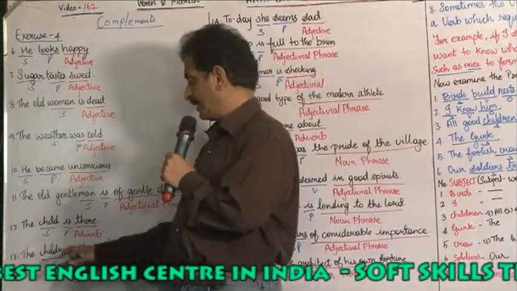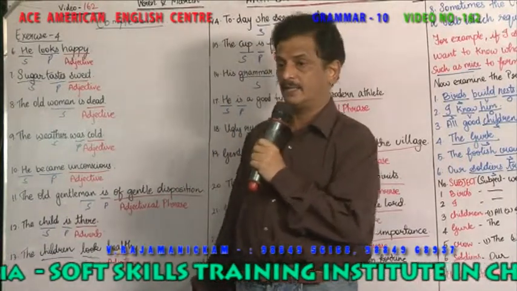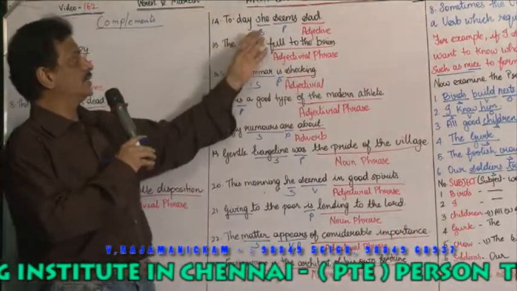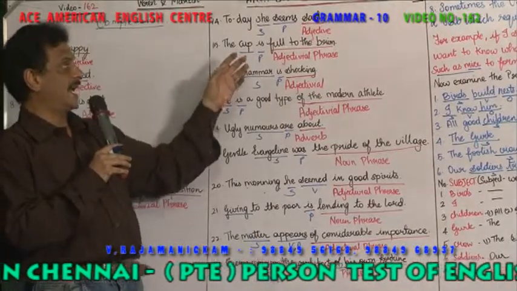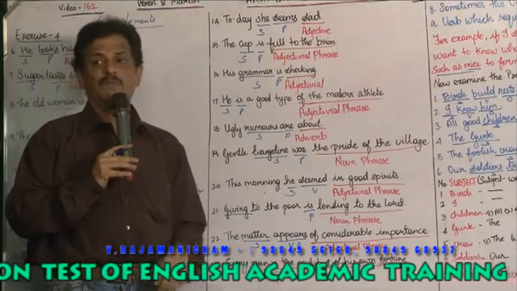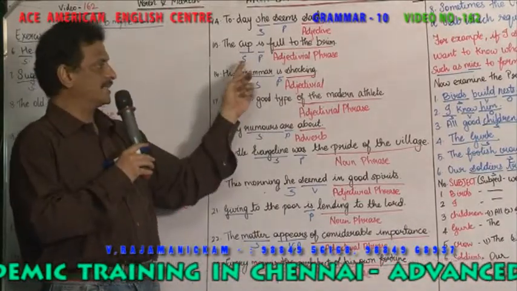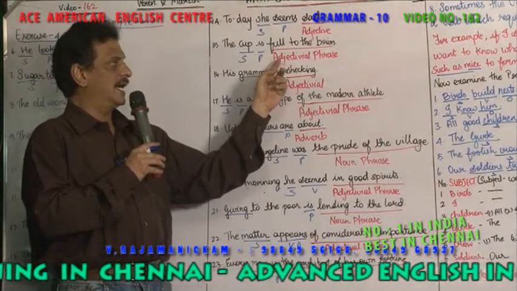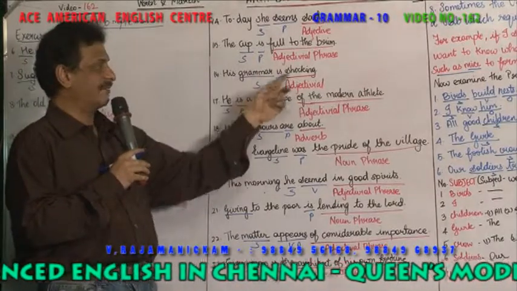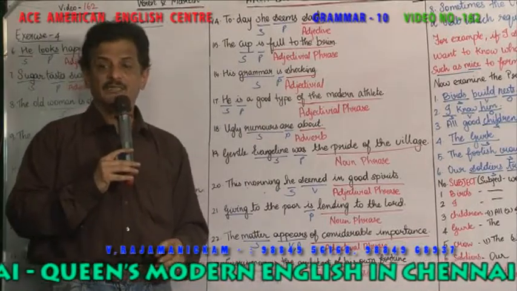The children look healthy. Children is the subject, look is the predicative, and healthy is an adjective. So healthy becomes the adjective predicative complement. Now coming here, today she seems sad. She is the subject, seems is the predicative word, and sad is the adjective complement predicative. The cup is full to the brim. Brim means what? The edge. So the cup is the subject, is is the predicative word, and full to the brim becomes the complement or adjectival phrase. Grammar is shocking. Grammar is the subject, is is the predicative, and shocking is the adjectival complement.